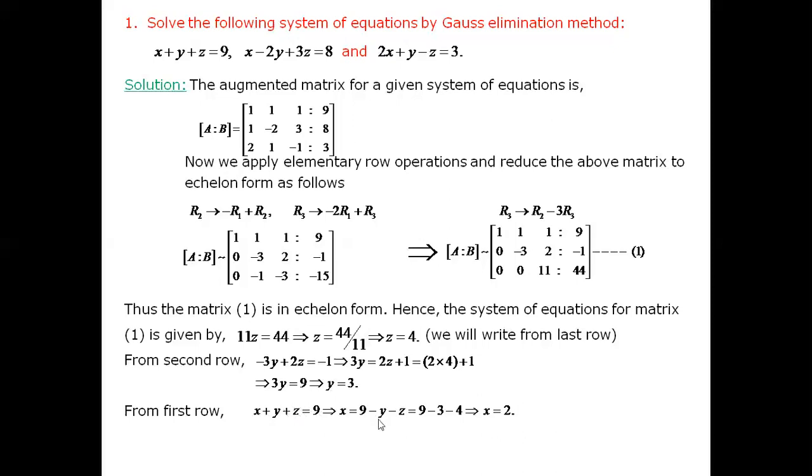Take these two terms to the RHS. We get minus y minus z. And this is equal to 9 minus y. Y is 3 and z was 4. So we get 9 minus 3 minus 4. So we get x is equal to 2. So we get the values of x, y and z. So the complete solution of the problem is x, y, z equals 2, 3, 4. So this is the solution of your given system of equations according to the Gauss elimination method.